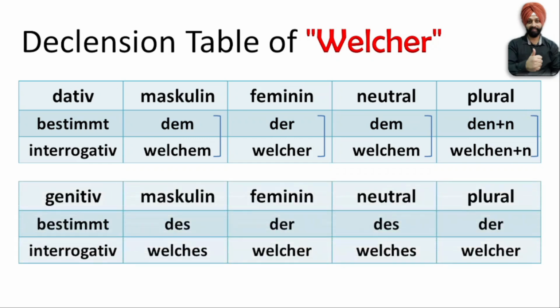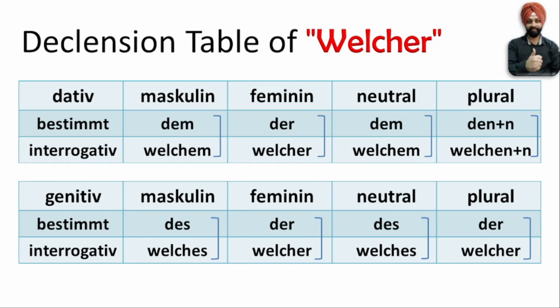Okay, and the fourth grammar case is genitive. So same genders: masculine, feminine, neutral and plural. Masculine des becomes Welches, feminine der becomes Welcher, neutral des changes to Welches and plural der changes to Welcher.